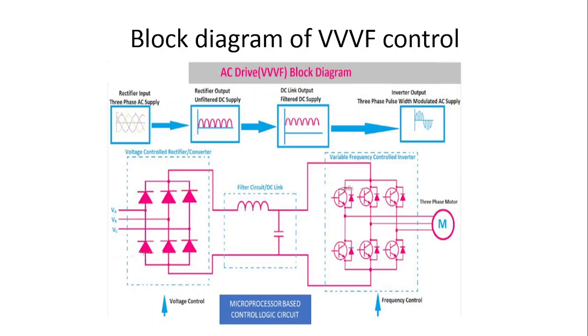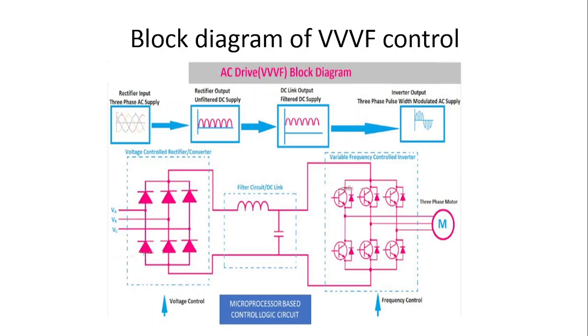So let us see what are the components present in an AC drive system. In order to achieve adjustable speed and a soft starting and stopping of an AC motor, we require a variable voltage, variable frequency drive. It is one of the most popular drives that are implemented in various industrial applications. Let us see what are the components of a variable voltage, variable frequency drive.